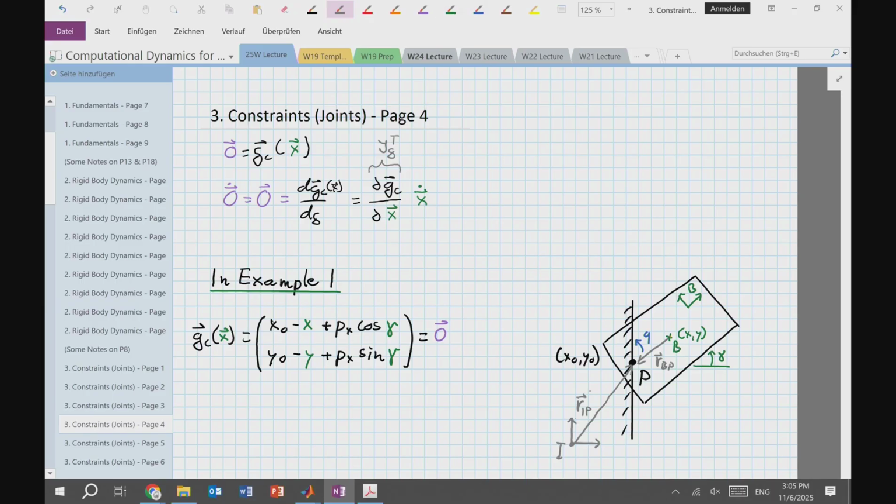So what I get here is that JG transposed, which now can be a function of x, times x dot has to be equal to 0. And JG transposed is defined as partial GC, partial x.